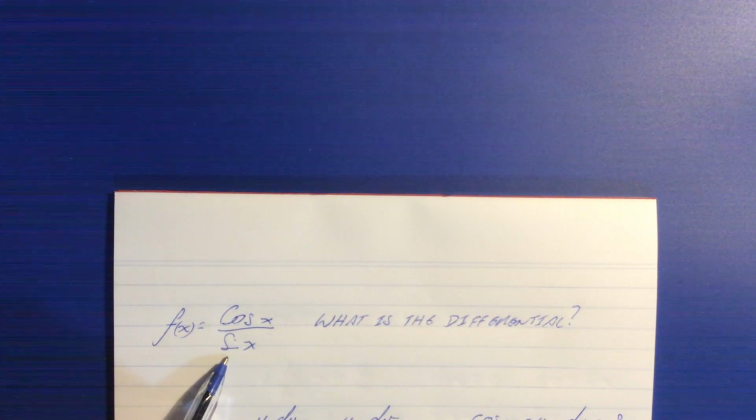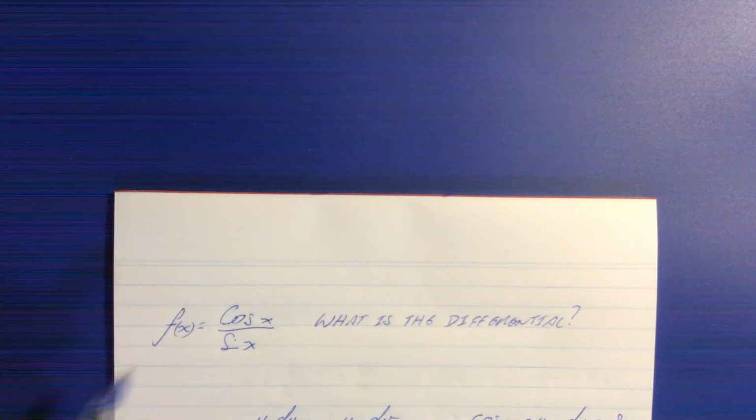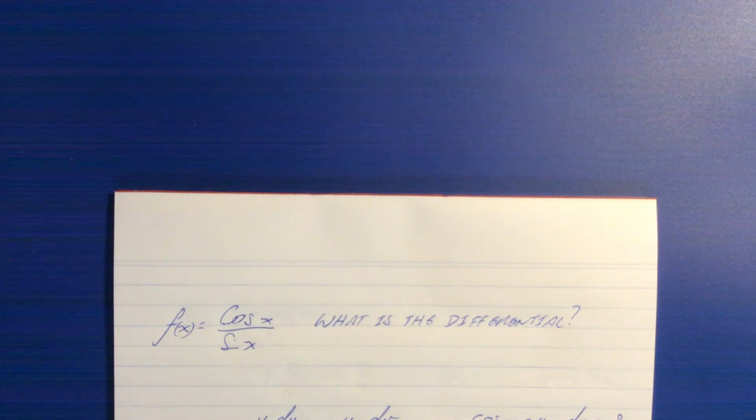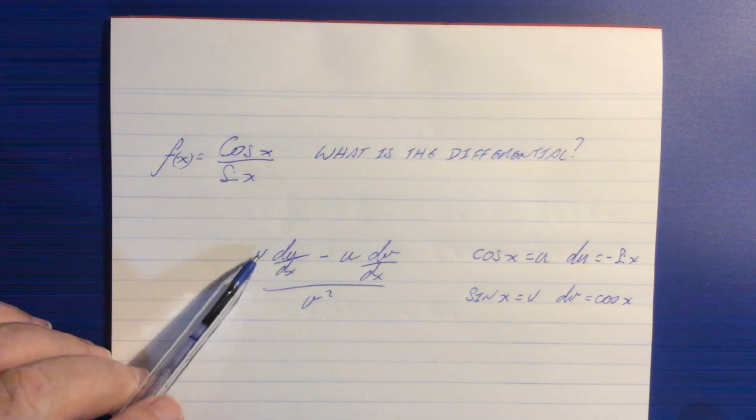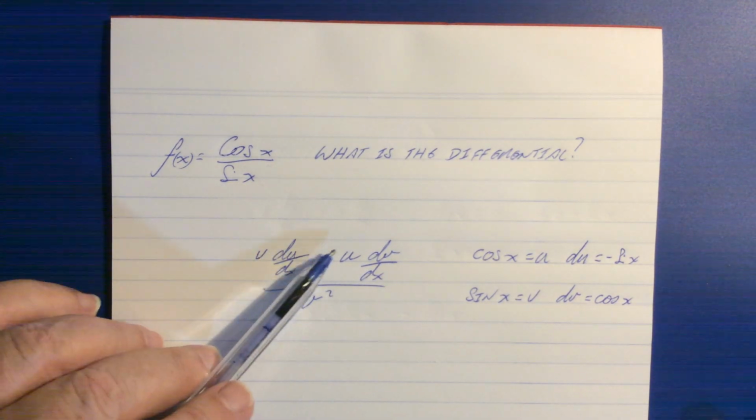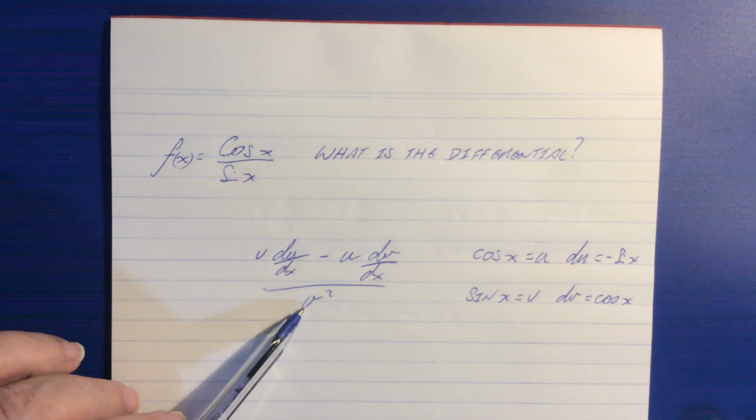We're going to find the differential of this expression, cos x over sin x. This sort of thing seems to intimidate a lot of people, and it's really a fairly straightforward undertaking. We're going to need the quotient rule, and I've got that written out here: v du dx minus u dv dx, all over v squared.